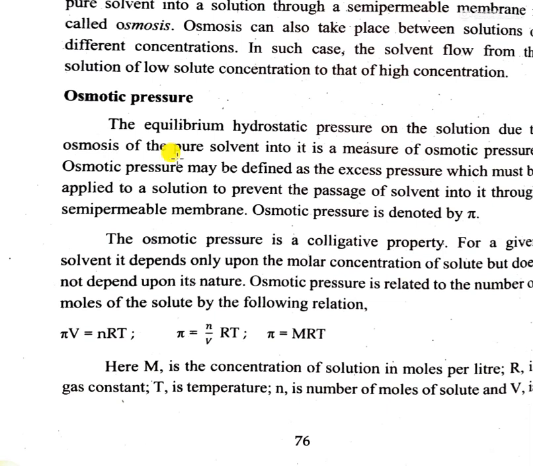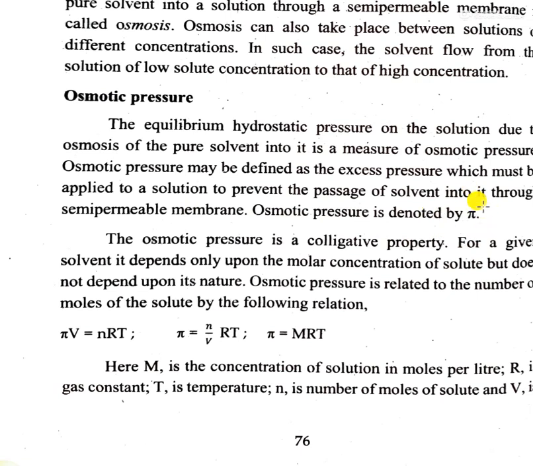So let us understand osmotic pressure. Osmotic pressure is the equilibrium hydrostatic pressure on a solution due to osmosis of the pure solvent into it, that is, due to the transport of pure solvent into the solution. It is defined as the excess pressure which must be applied to a solution to prevent the passage of solvent into it through the semi-permeable membrane. Osmotic pressure is denoted using the term pi.